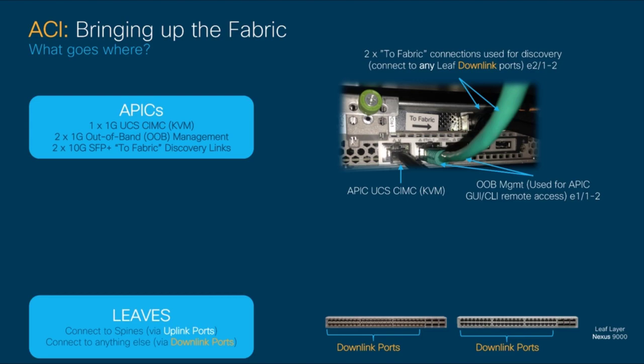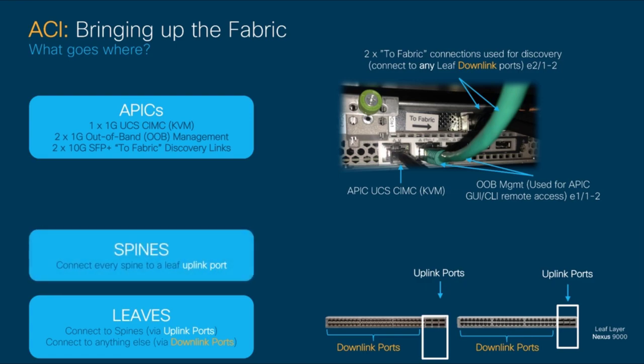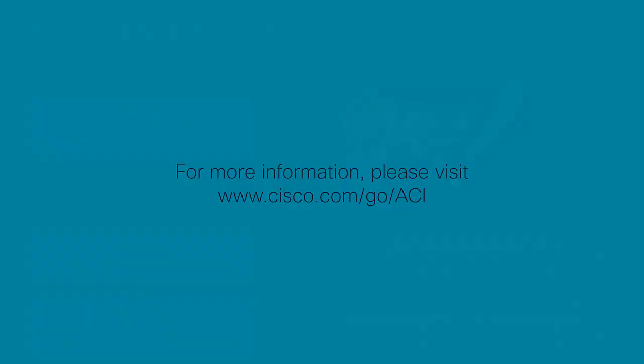Last, we will connect each leaf to every spine in our fabric. You can do so by using the uplink ports on the leaves, which are usually in the far right of every leaf switch, and connecting them to any spine port. These connections are usually 40 gig, 100 gig, or even 400 gig. Finally, connect the power cables, power on the equipment, and we're done.